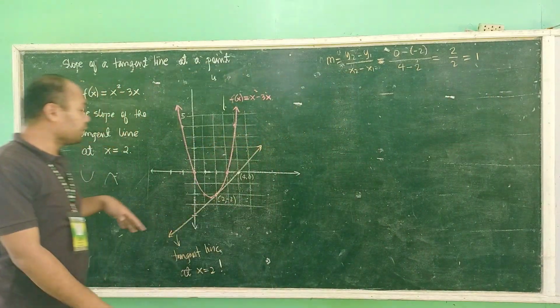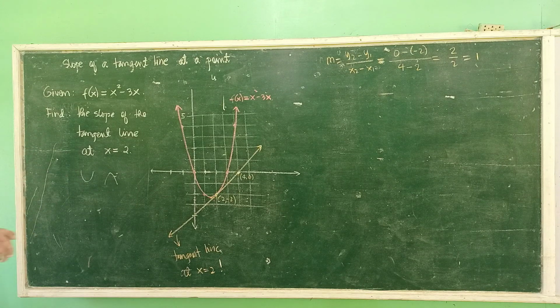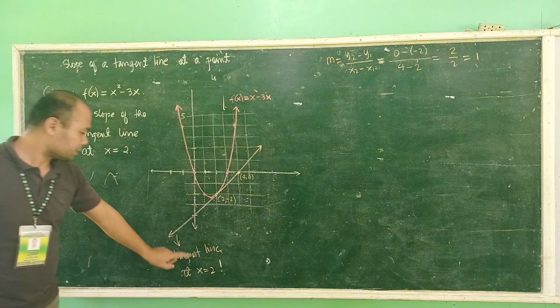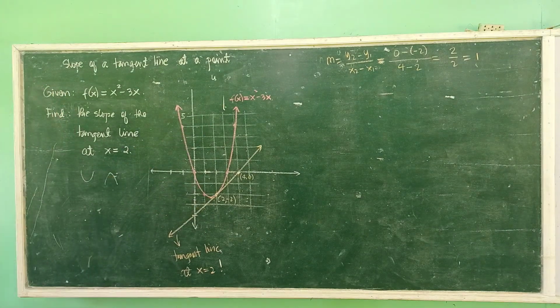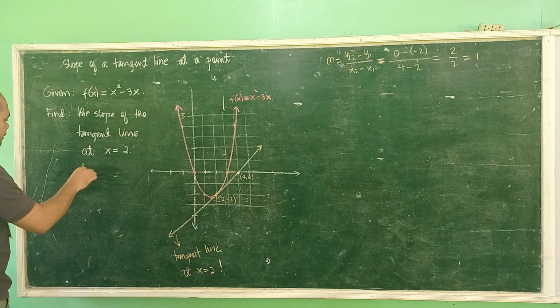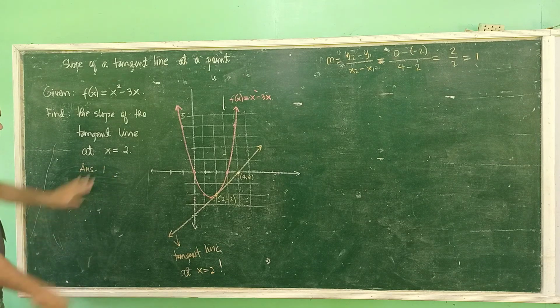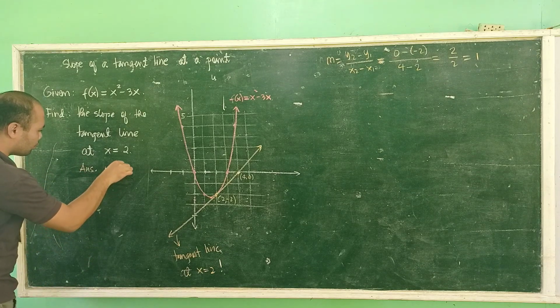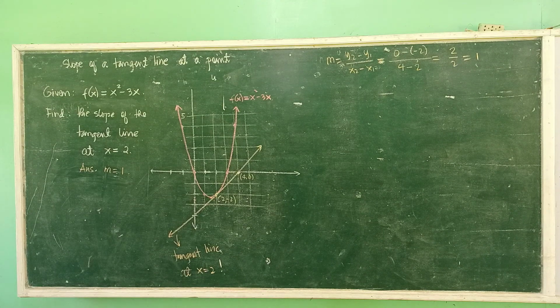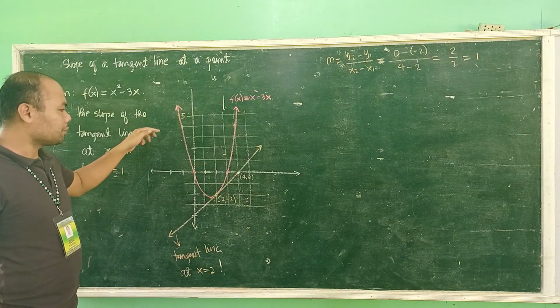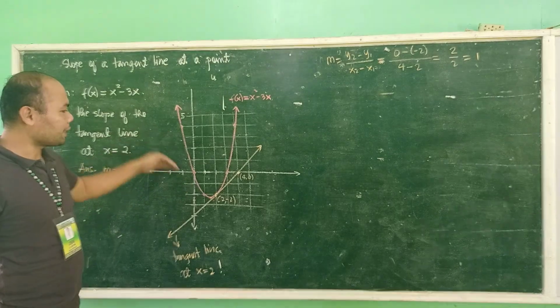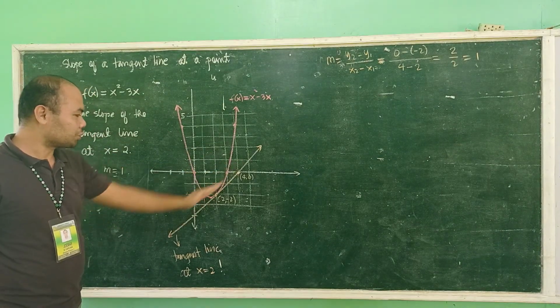So without using calculus yet, you are able to find the slope of the tangent line at x equals 2. The slope of the tangent line at x equals 2 is 1. So therefore, you can answer this. The answer is 1. The slope of the tangent line is just equal to 1. Simple. But in some cases, where the graph is not as simple as this, it may be really difficult to find the slope directly by using this procedure.